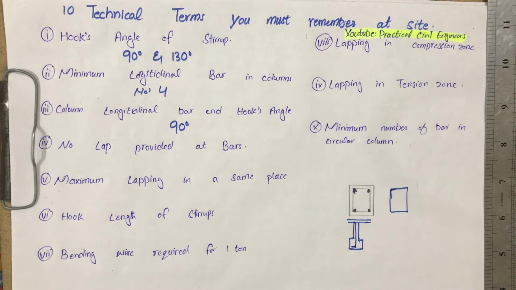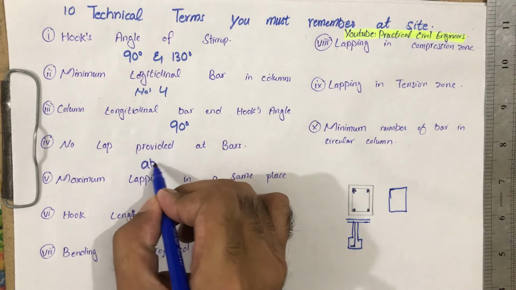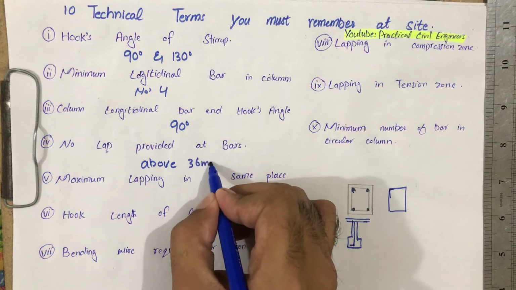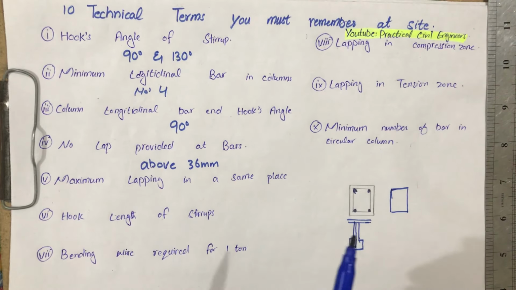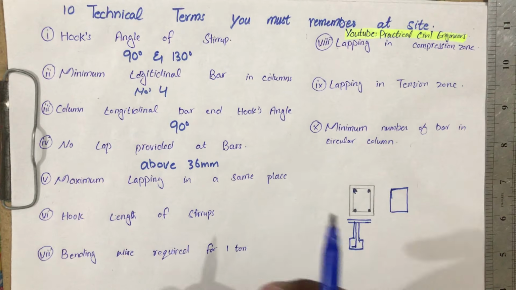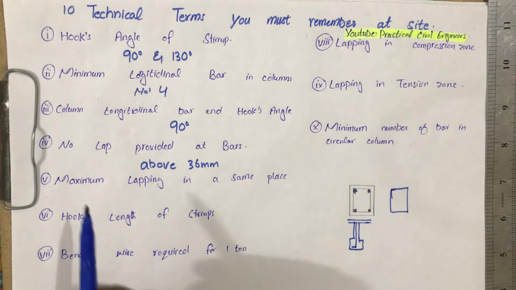No lapping is provided for bars above 36 mm. We don't provide overlapping because the bar is too thick, so the stress does not go through that bar. For that reason, we don't provide overlapping above 36 mm.